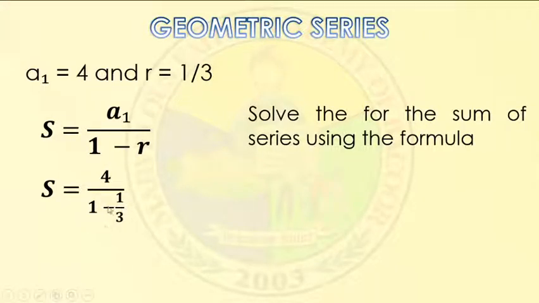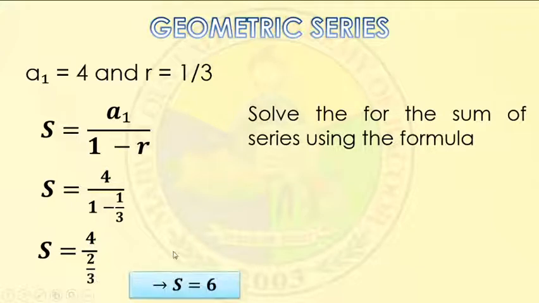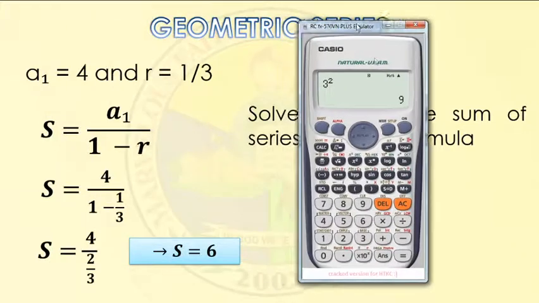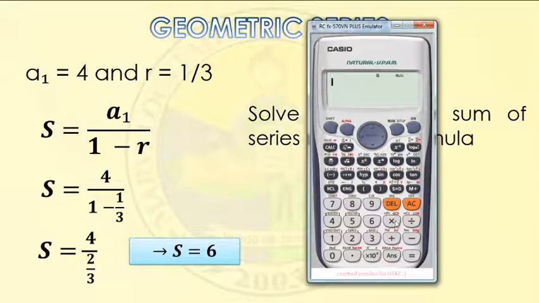Okay, so unang gagawin, subtract lang muna yung denominator. Okay, so subtract natin yan. Ang magiging difference niyan ay 2 over 3. And then next naman, divide natin. 4 divided by 2 over 3. The answer is 6. Okay, so paano ba nakuha yung 6? Okay, so ganito. Una muna, 1 minus 1 over 3. The answer is 2 over 3.